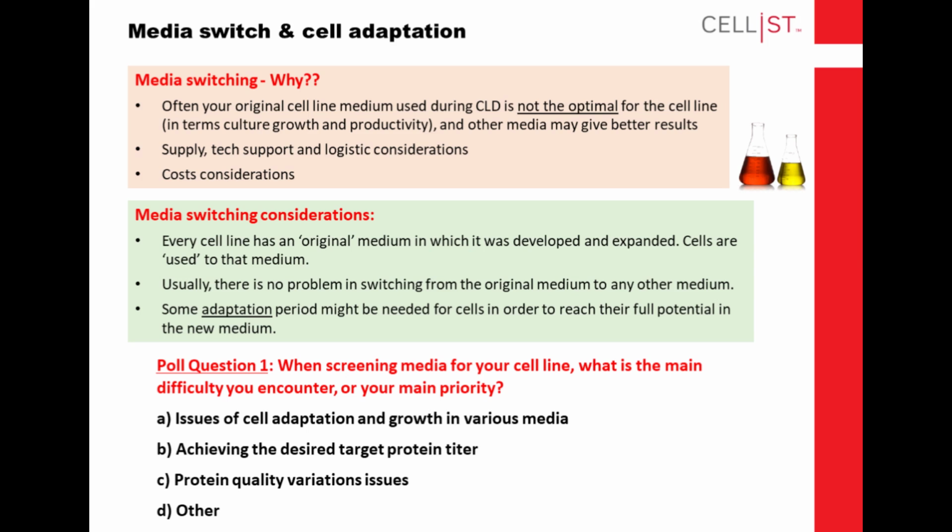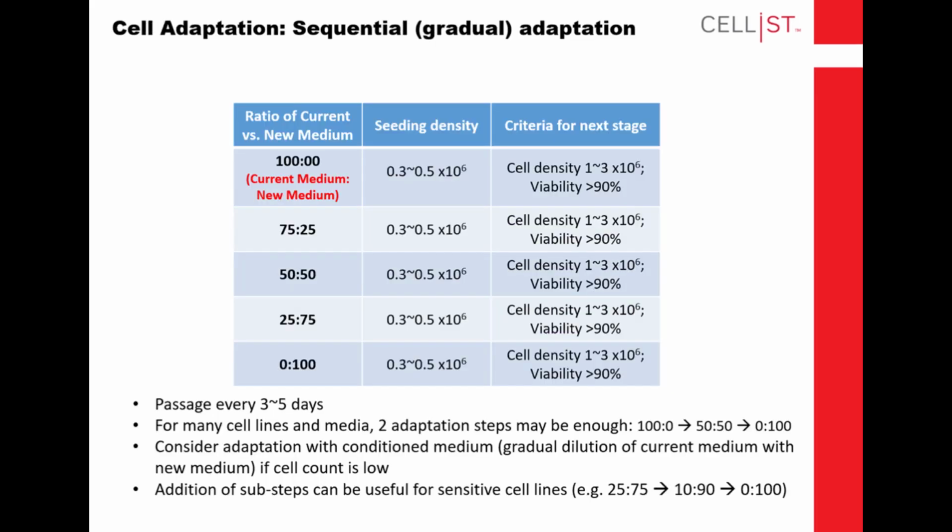Next, I would like to quickly mention the adaptation. You are probably quite familiar with this general approach of increasing the concentration of target medium compared to the original medium in order to ensure a gradual adaptation of the cell line. Some cell lines can be adapted quickly. Some cell lines require only maybe 2 switches, from 0% to 50% to 100% of the target medium. But some cell lines require more gradual adaptation if they are more sensitive.